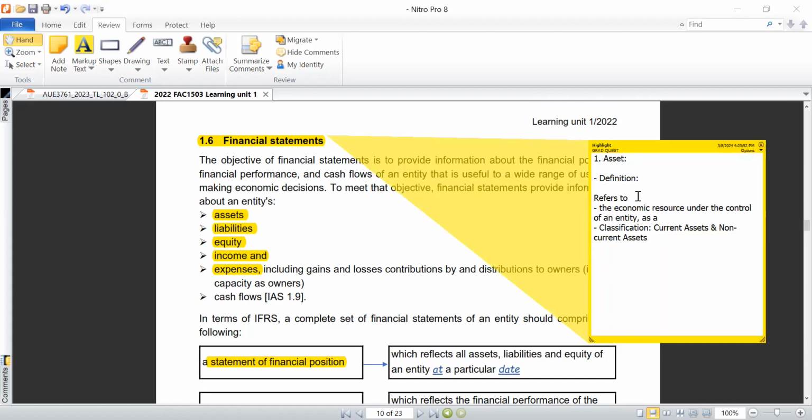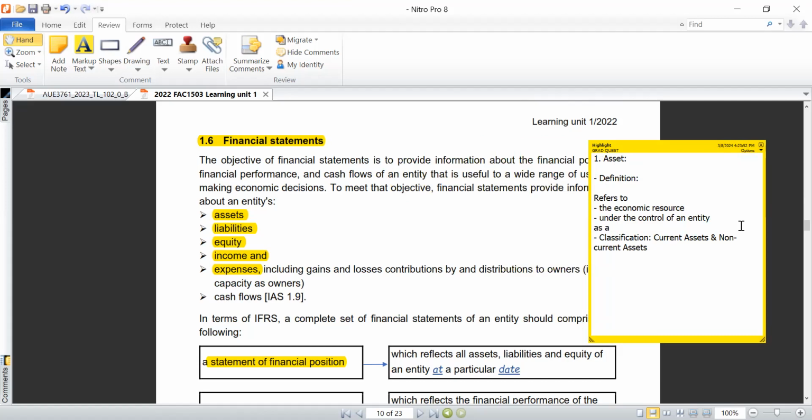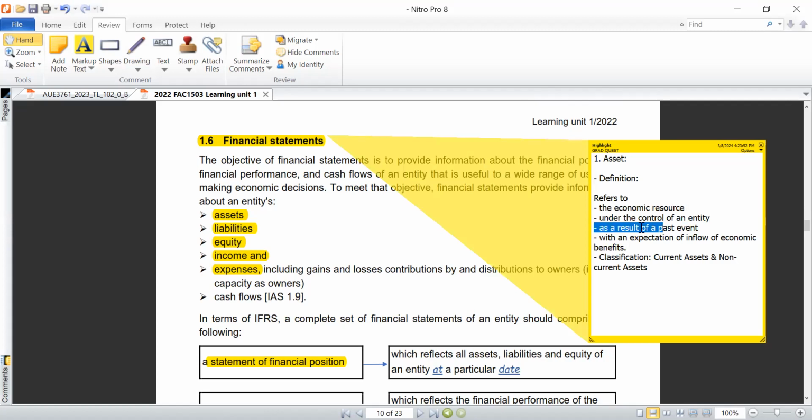Perfect. So we are saying an asset can be defined as an economic resource, all right, under the control of an entity as a result of a past event, all right, with an expectation of inflow of economic benefits. In fact, I've just given you the whole definition. That's what an asset is. So it's an economic resource under the control of an entity as a result of a past event, with an expectation of inflow, or resulting in flow, of economic benefits.